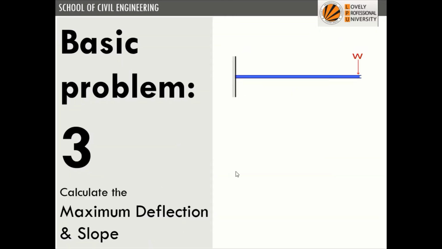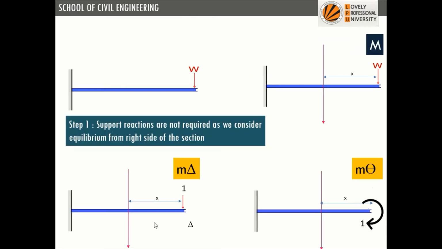Now coming to the next question, we consider a cantilever beam, which is one of the simplest beams to understand this method. It can be solved in a few lines only, right? So we'll consider this cantilever beam with a point load at its free end. We have to calculate slope and deflection.